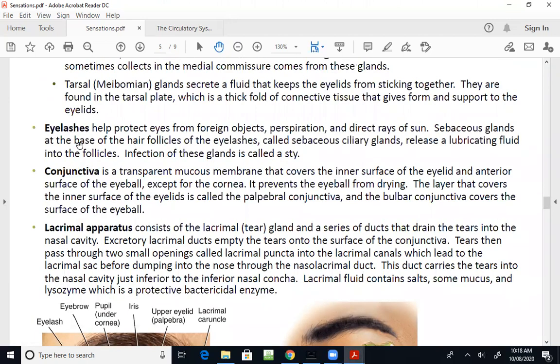Let's talk about those eyelashes, which help protect from foreign objects, perspiration, and direct rays of sun. At the base of the hair follicles of these eyelashes are sebaceous glands called sebaceous ciliary glands that release a lubricating fluid into the follicles. Anybody that has not experienced a sty is lucky. Very unpleasant, kind of like a pimple-like structure, it happens when you get an infection in those glands or one of those glands.